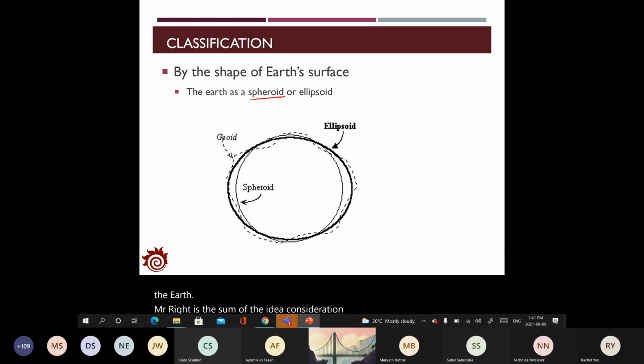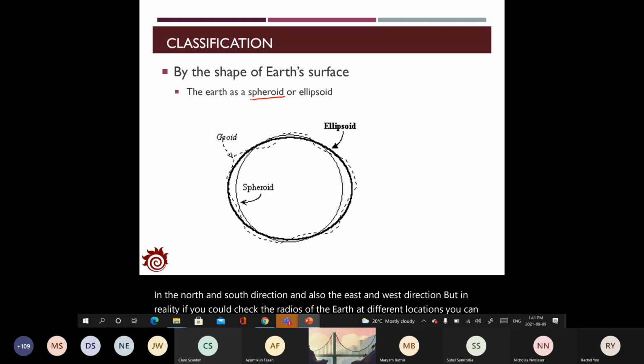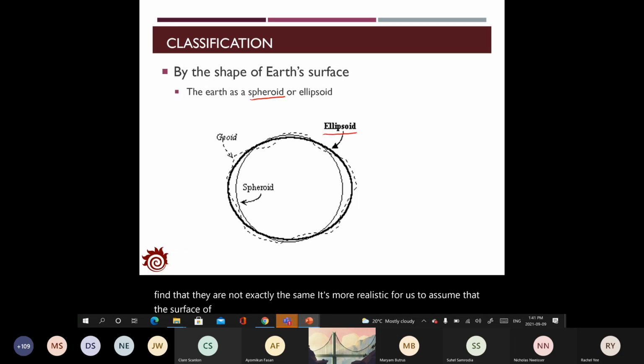We ignore the difference in the radius in the north and south direction, and also the east and west direction. But in reality, if you go to check the radius of the Earth at different locations, you can find that they are not exactly the same. It's more realistic for us to assume that the surface of the Earth is an ellipsoid. So the radius at different locations are different, even though the difference is not very huge.